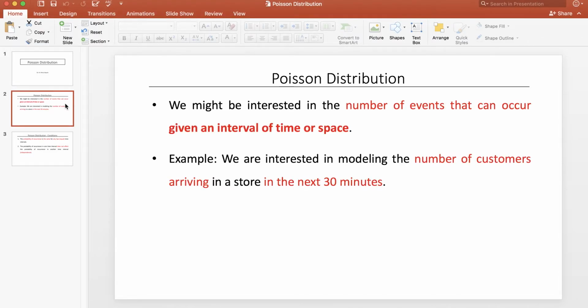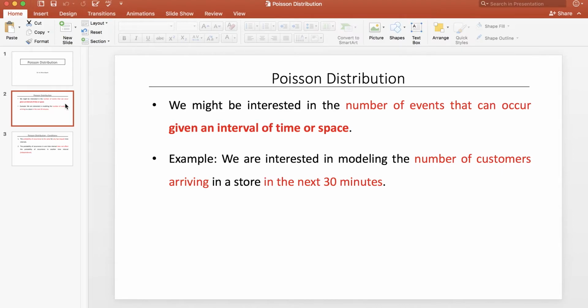So to briefly summarize what a Poisson distribution is, in this distribution, we are interested in the number of events that can occur in a given interval of time or space. So we are looking at a time interval, and we are looking at the number of events that can occur within this time interval or given space.